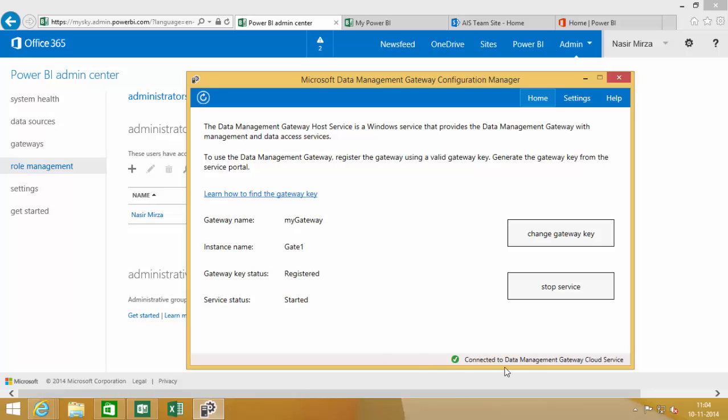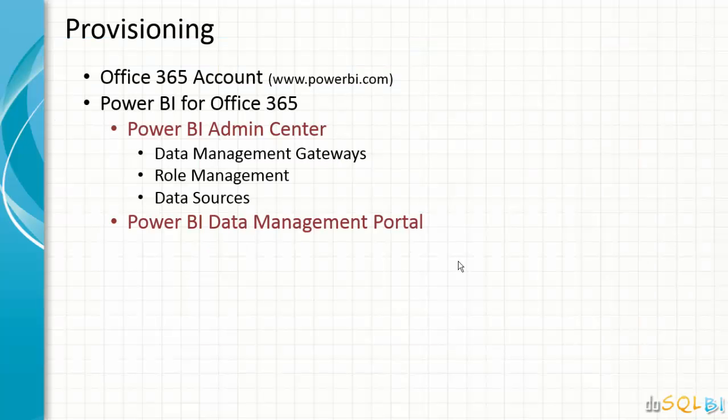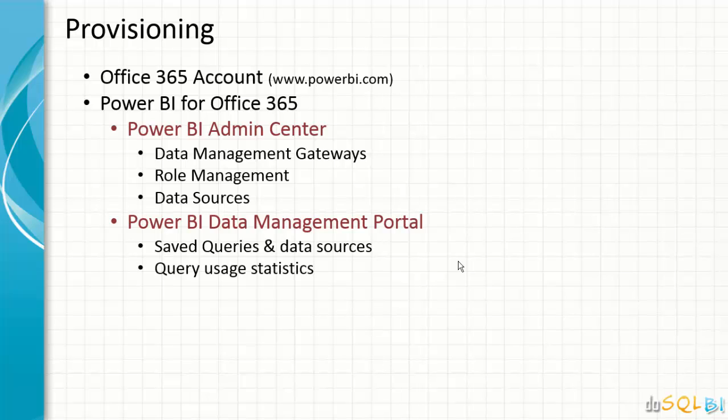It is started and it is connected to the data management gateway cloud service. We also get Power BI data management portal. With data management portal, we could look at saved Power queries and data sources. We could take a look at query usage statistics, the telemetry about those queries. We could also add new Power queries to data management portal, and we could utilize them via Excel.